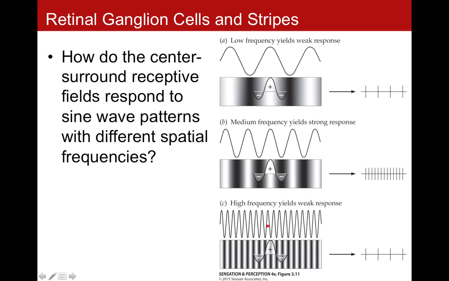And then here, it would have this great firing pattern, like high firing frequency. And then in C here, you can see that the sine wave pattern has too high of a spatial frequency to excite the receptive field optimally. So the on center gets both light and dark bars, and the off surround does too. So none of the portions in the receptive field are getting their optimal stimulus. So the corresponding response from the neurons is pretty weak. It's not firing a lot of action potentials.